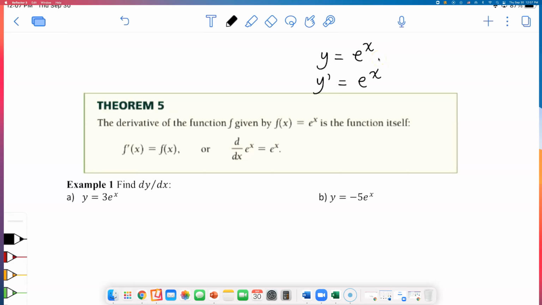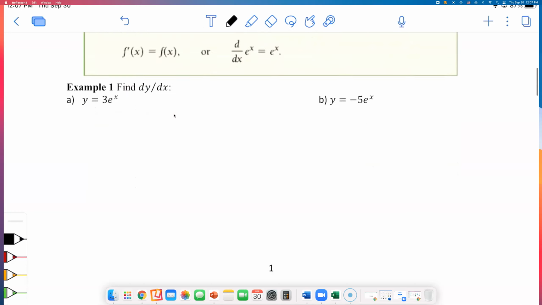So I want to show you that. I want to prove that with you. Prove this theorem 5 with you in this video, because the application is super easy. Take a look at example 1.